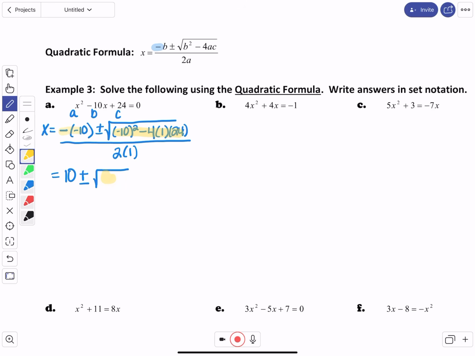Whoops, forgot to switch my pen here. So we get 4. And then 2 times 1 is 2.